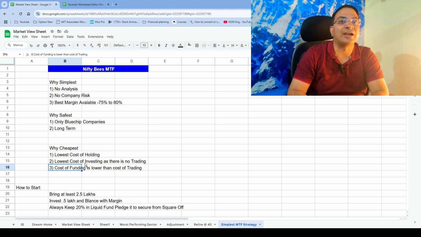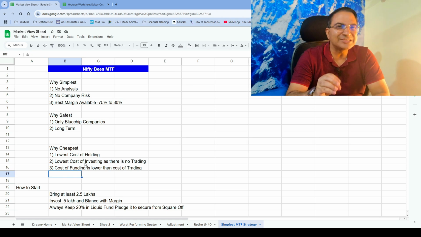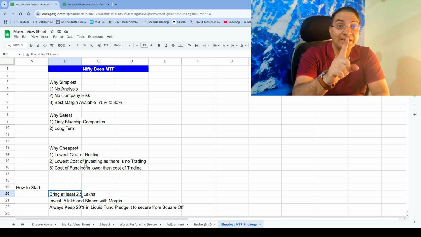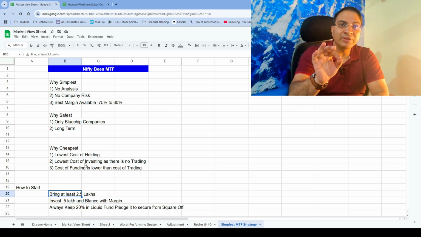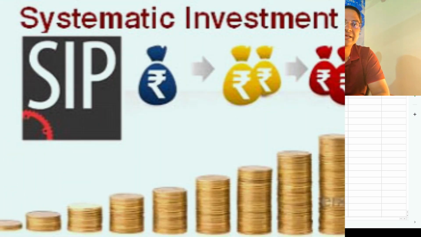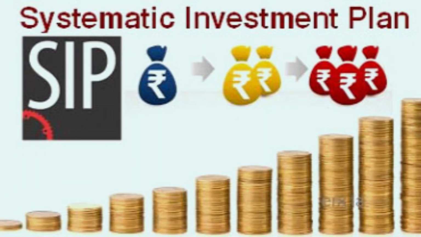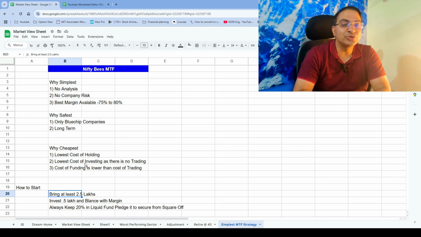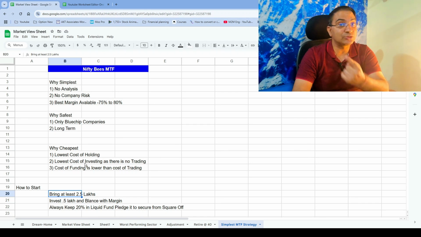Now, everything is fine. Maybe people are very convinced. It's very easy. Let's start. How to start? The easiest way is to start with at least 2.5 lakh rupees, either if you want to invest it, or you can bring 50,000 rupees every month as a SIP. Both ways you can do. Even if you have 2.5 lakh rupees, still I will ask you not to invest in one go.